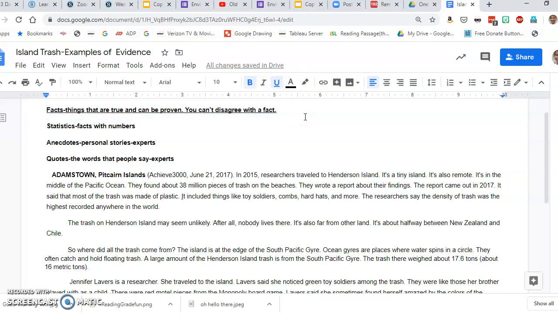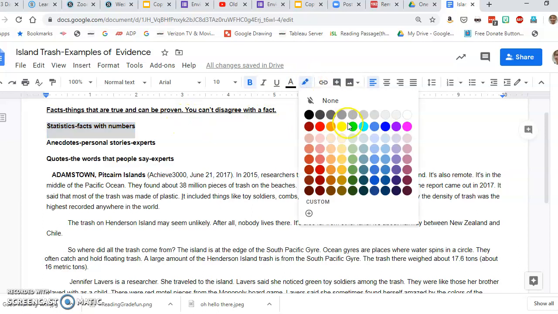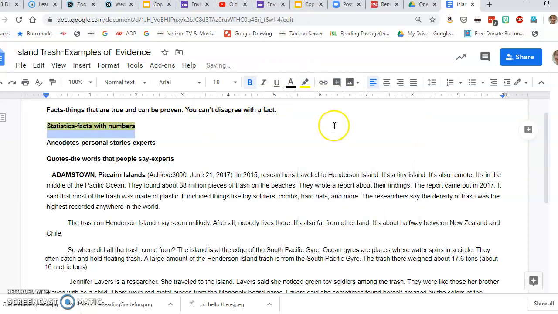And remember, an opinion is something that you think about, that you have an idea about that somebody may disagree with. A fact is something that's true and nobody can disagree with it. So the next type of evidence is statistics. Statistics are actually facts also. They are a particular type of fact in that they are facts that have numbers. And as we go through this article, we're going to highlight examples of statistics in yellow.